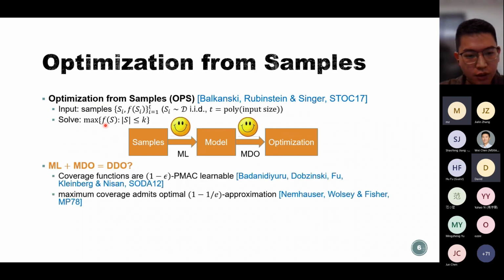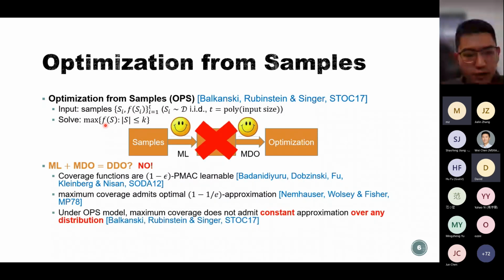For example, for coverage functions, it is proved that they are PMAC learnable. By the way, this result is due to one of our speakers, Fu Zhou. And besides, for the coverage function, the maximum coverage problem admits an optimal 1 minus 1 over e approximation. So for the coverage problem, the learning problem can be done very well, and the model-driven optimization can be done very well. So one may think the data-driven optimization can be done well, but the seminal paper says that under the OPS model, the maximum coverage problem does not admit constant approximations. So indeed, this framework does not work.